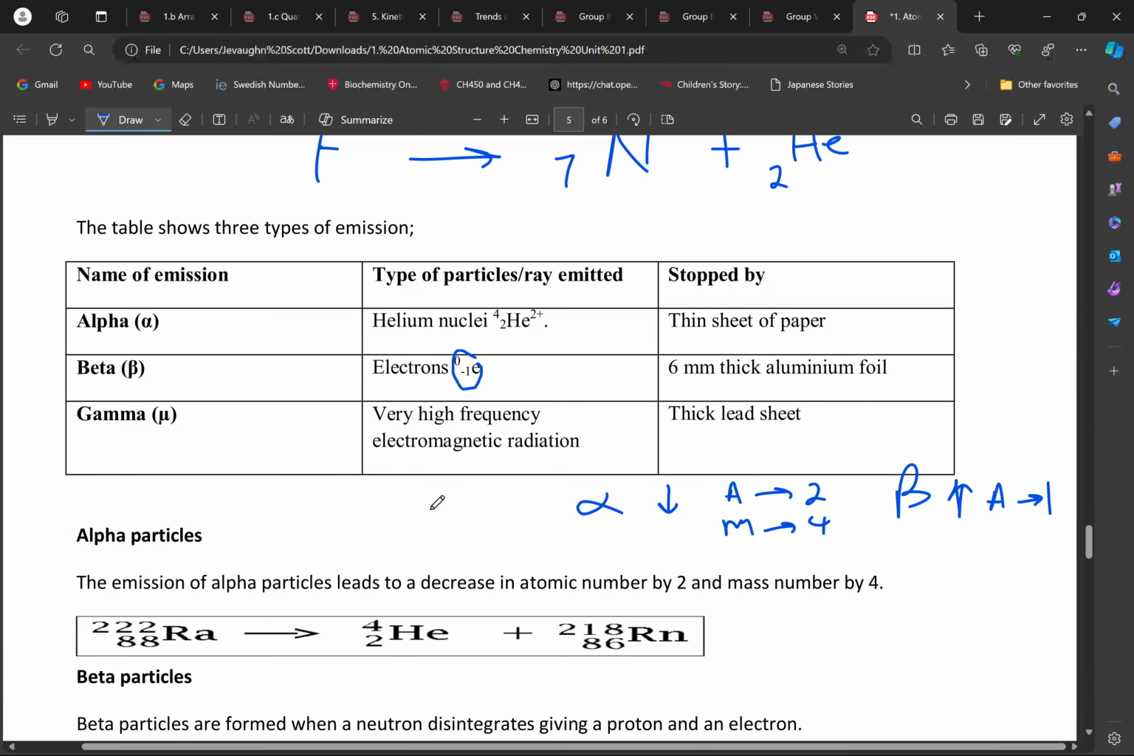Gamma decay itself is just a release of high frequencies, and those can be stopped by a thick lead sheet. Those are the most penetrating of the emissions. So alpha is the least penetrating, then beta, then gamma. I don't think we actually look at questions asking you to show an equation of gamma decay, because generally it's just a release of energy from the atom itself. You won't really have the atom changing into something else, at least not at this level. So generally looking at beta and alpha decay, those are things that they can bring on the exam.